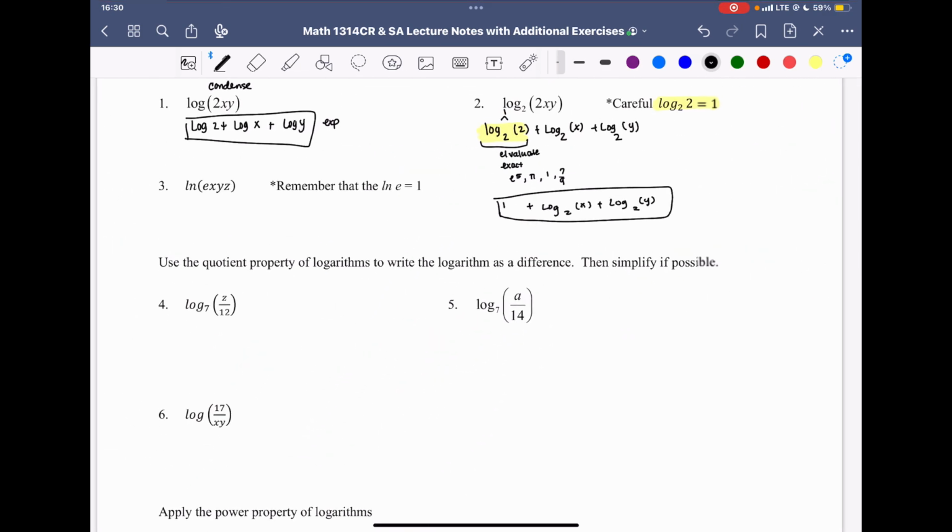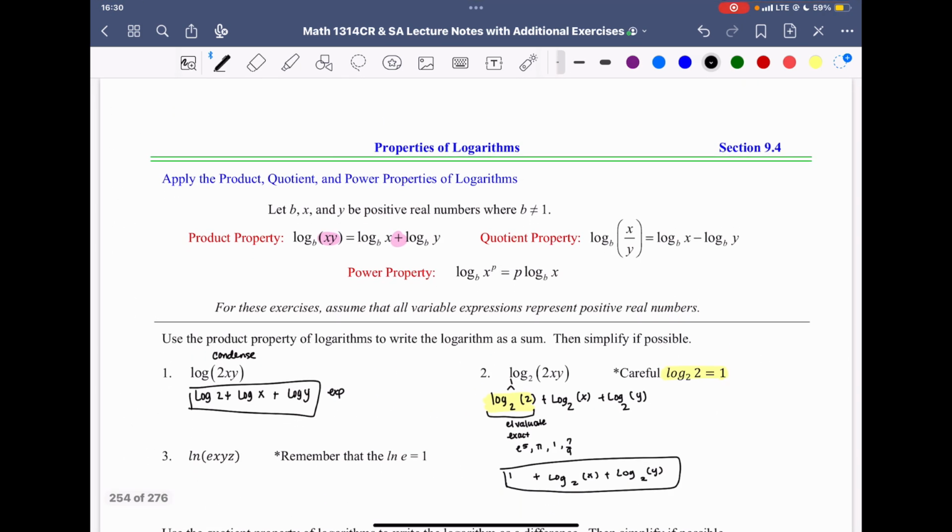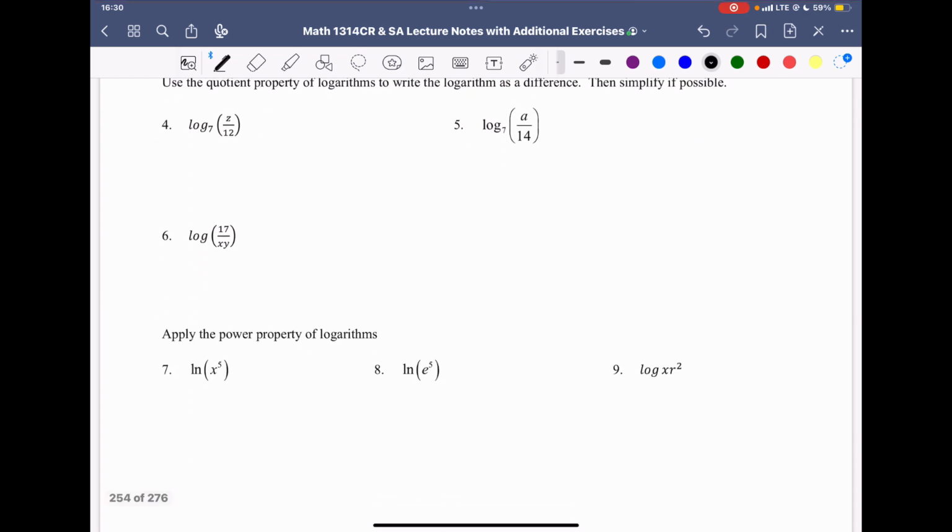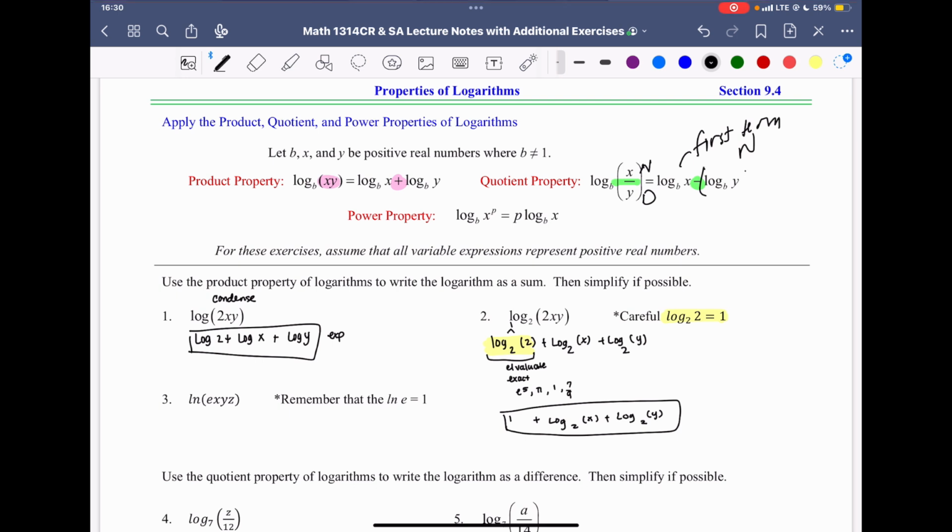Number 3 says use the quotient property. Quotient means that instead of division, you're going to use subtraction. This is the numerator, this is the denominator. The numerator comes first, so it's the first term. The denominator has a negative distributed to it. So if you have multiple variables in the denominator, you're going to distribute that negative into the parentheses to each of those variables.